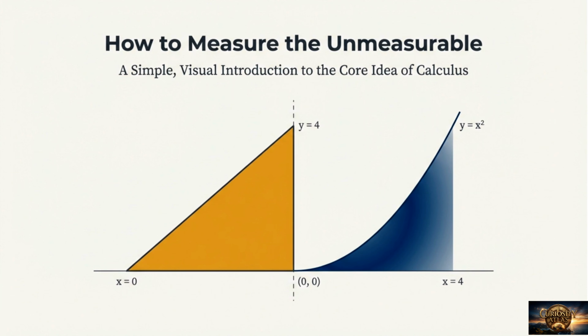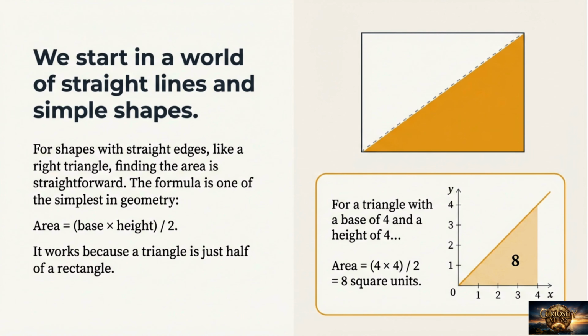Welcome to a simple visual introduction to the core idea of calculus, focusing on how to measure the unmeasurable. We begin in a world of straight lines and simple shapes. For a right triangle, finding the area is straightforward using the simple formula. Area equals base times height divided by 2. For this example, with a base of 4 and height of 4, the area is 8 square units.